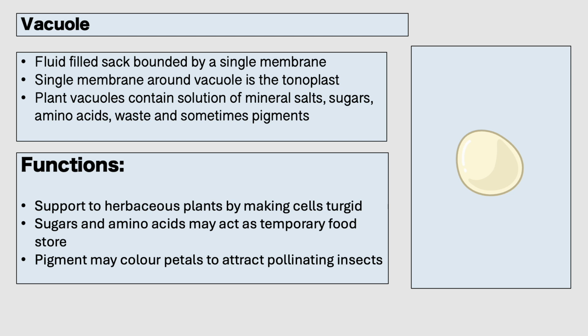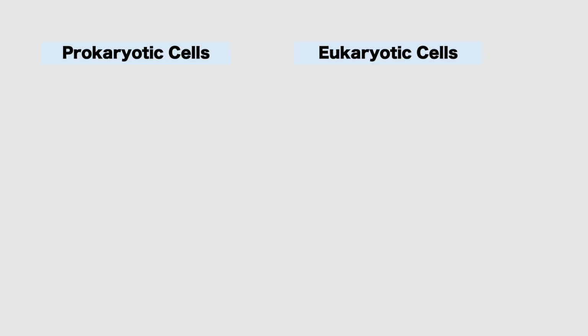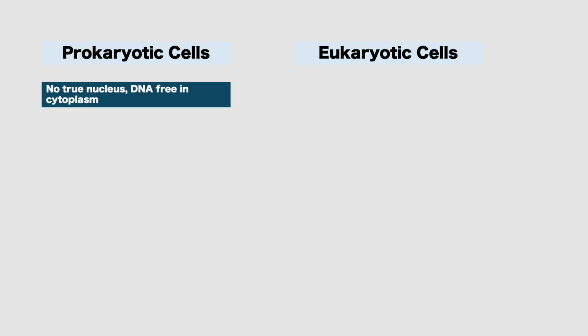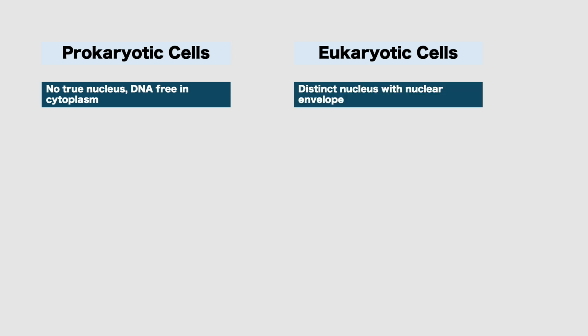Now, you may be asked to compare and contrast prokaryotic and eukaryotic cells, so I've created a table of comparisons for you. Prokaryotic cells have no true nucleus, as the DNA is free in the cytoplasm, but eukaryotic cells have a distinct nucleus with a nuclear envelope.